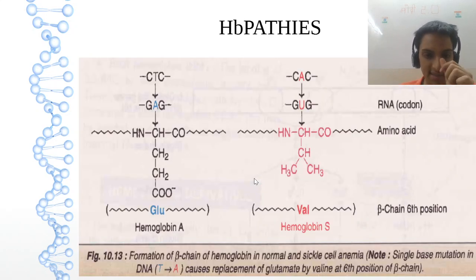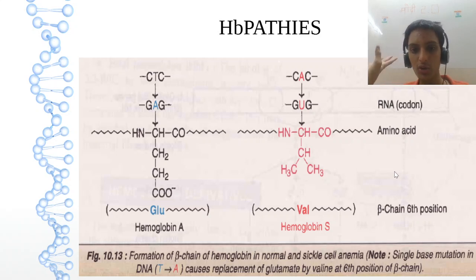So what is happening in sickle cell anemia? Glutamate will be replaced by valine. Please note my words from here onwards. Glutamate is replaced by valine at beta 6, that is the 6th position of the beta chain. Okay, right. So HBA becomes HBS. GAG becomes GUG. So adenine is replaced by uracil.